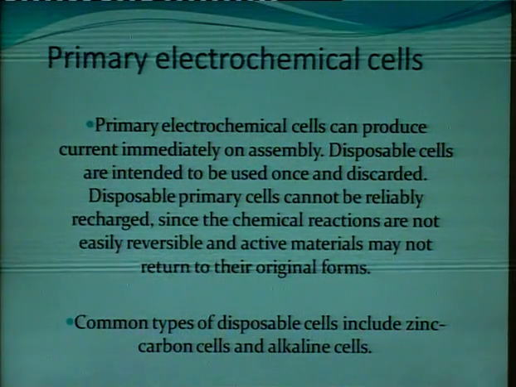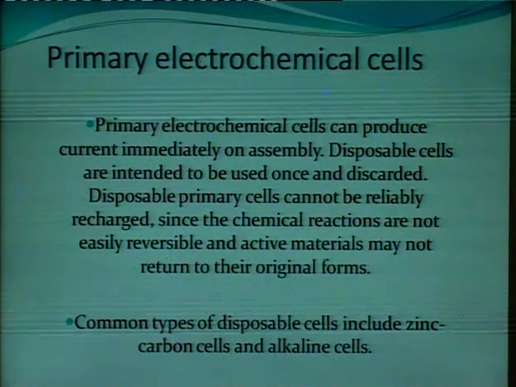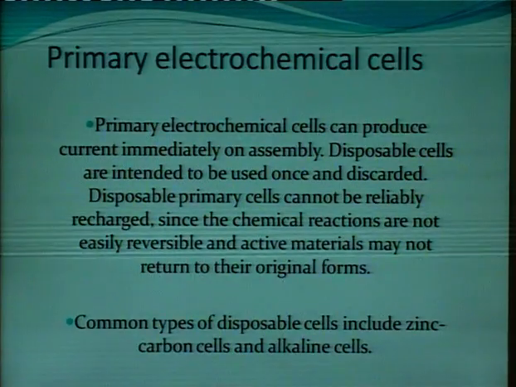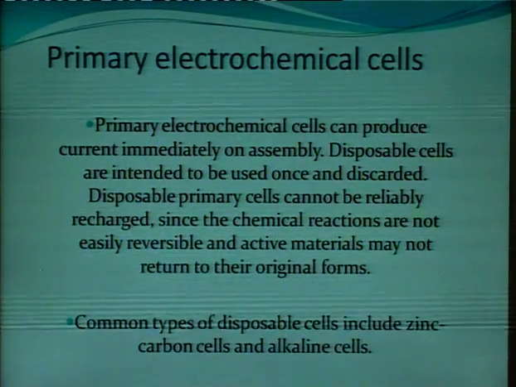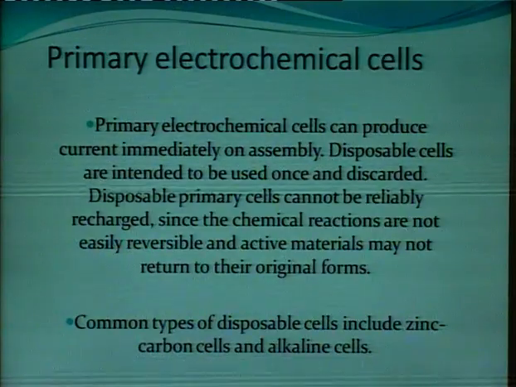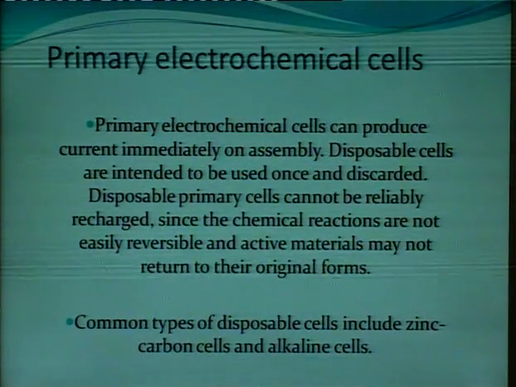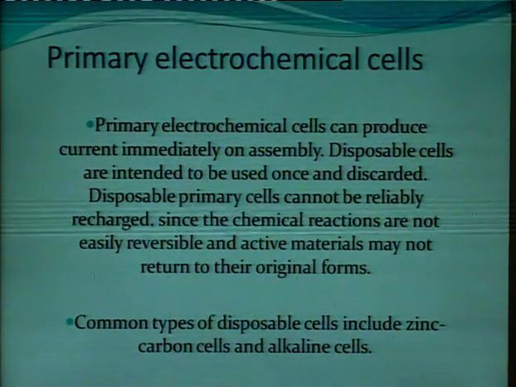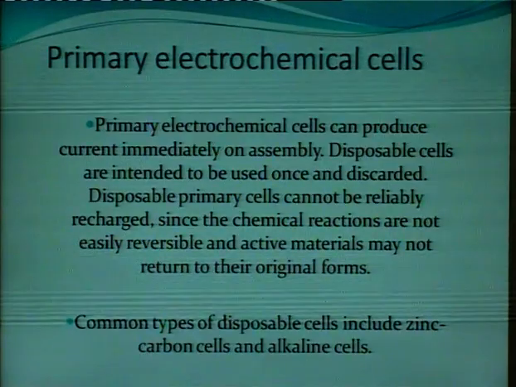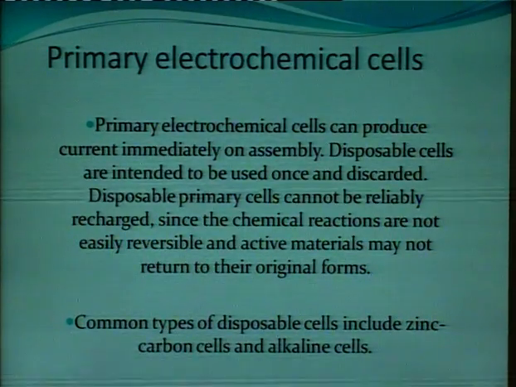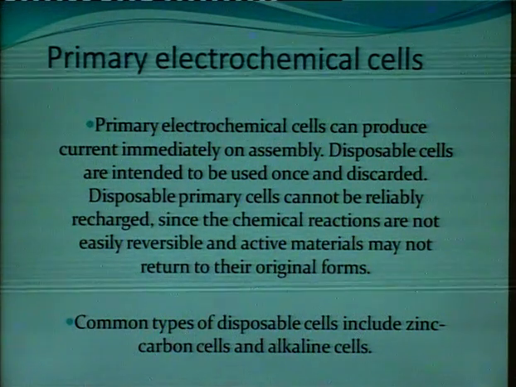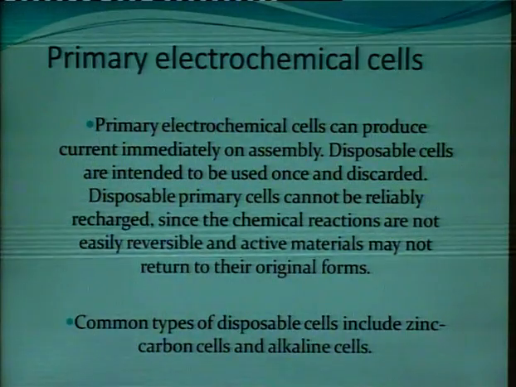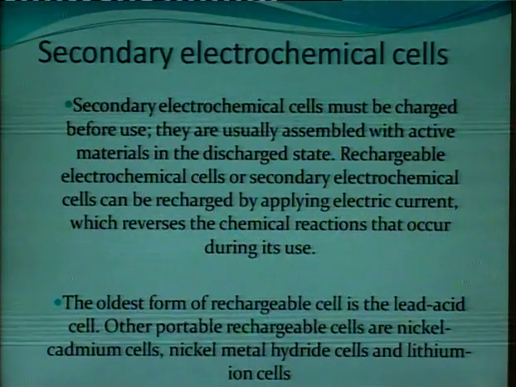Disposable primary cells cannot be reliably recharged. So, we cannot recharge these cells since the chemical reactions are not easily reversible and the active material may not return to its original form. The cells used in transistors are an example of the primary electrochemical cells, or zinc carbon cells or alkaline cells. These are also examples of the primary electrochemical cells.